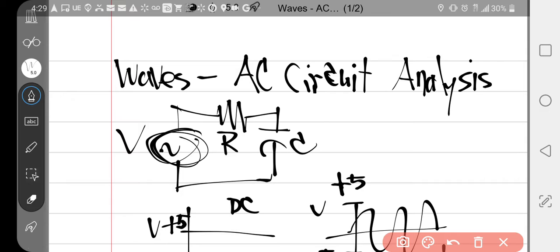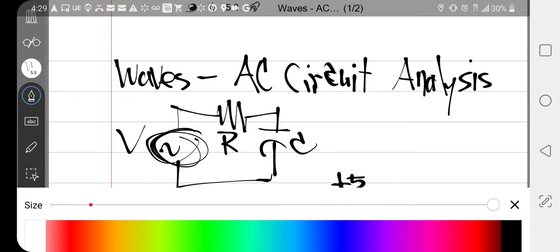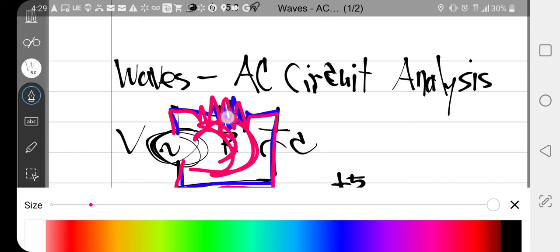AC circuit analysis. So AC, what we mean by AC is that we have some voltage source and it's pushing electrons through the circuit, right? And then it reverses and it pushes them the other way, right? AC, right? Back and forth. So it's just going back and forth.